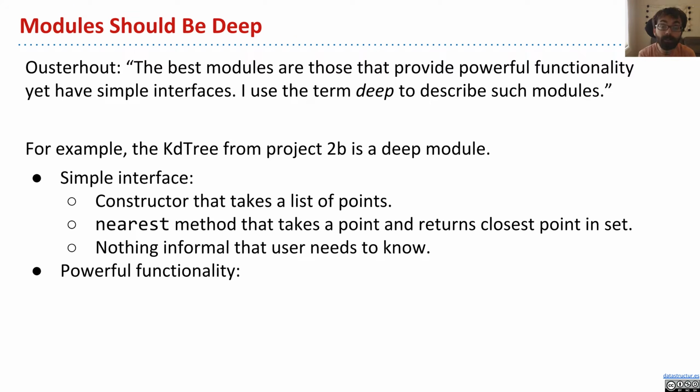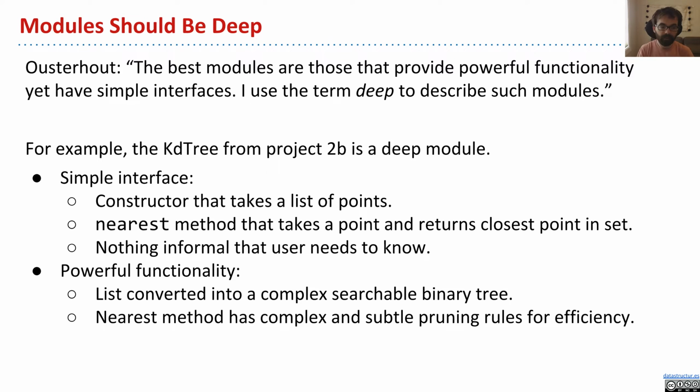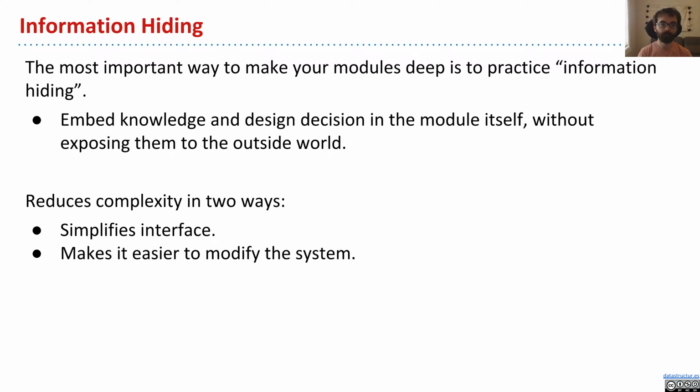Now it has powerful functionality. Underneath the hood, whenever it gets this list, it converts it into this complex searchable binary tree, and you spent some time putting that together. It arranges it in this KD tree shape. And the other thing is that the nearest method is actually fairly complicated as well. It has complex and very subtle pruning rules that are needed to be efficient, but from an external user point of view, they don't see all of that complexity. They only have a very simple interface, and it does something useful.